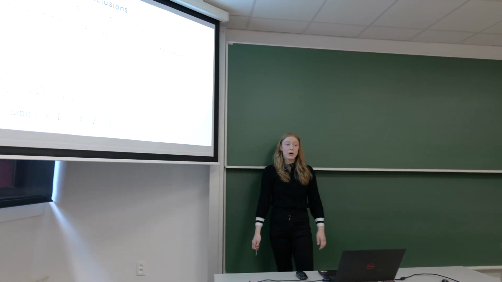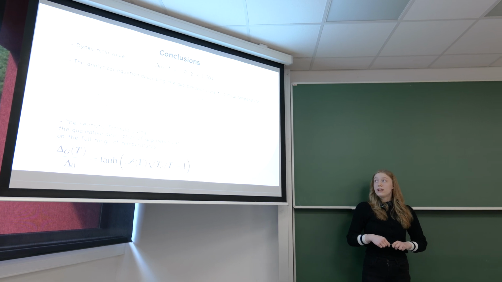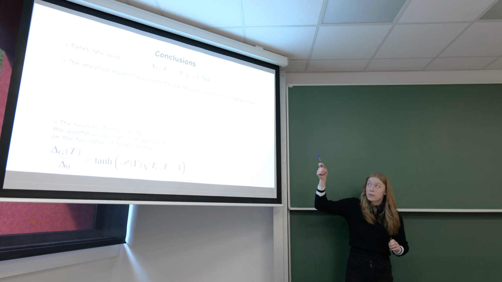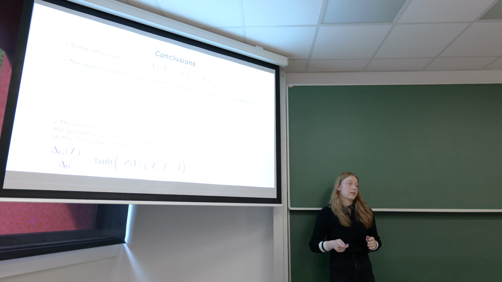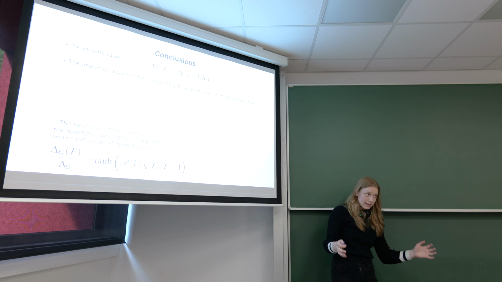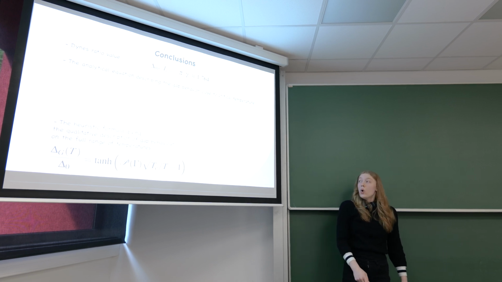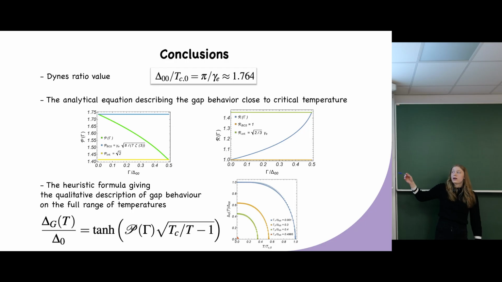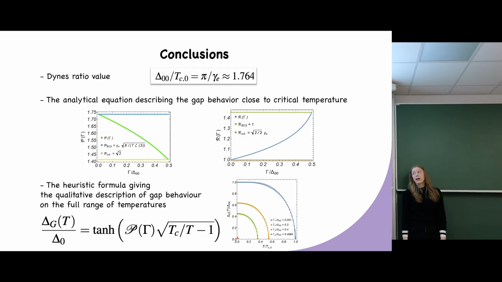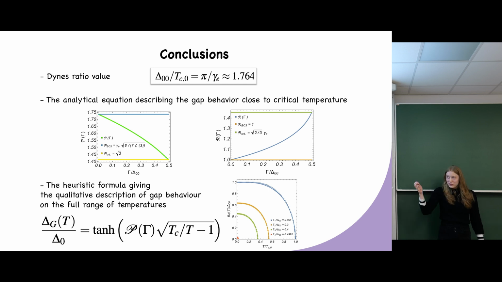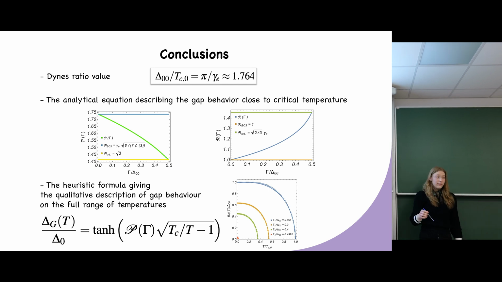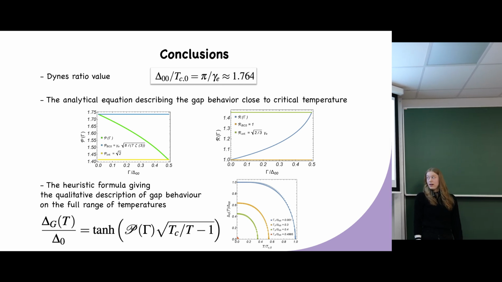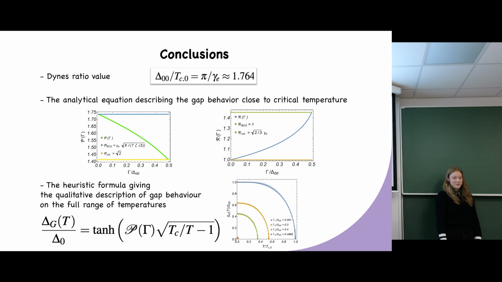To sum up, throughout our work, we derived the Dynes ratio value at critical pair breaking scattering, which connects two parameters, delta, the energy gap, and critical temperature, which are experimentally measured independently. Then we derived the analytical equation describing the gap close to critical temperature, and we've guessed the heuristic formula giving the qualitative, and I'd rather say quantitative, description of the gap behavior in the full range of temperatures.